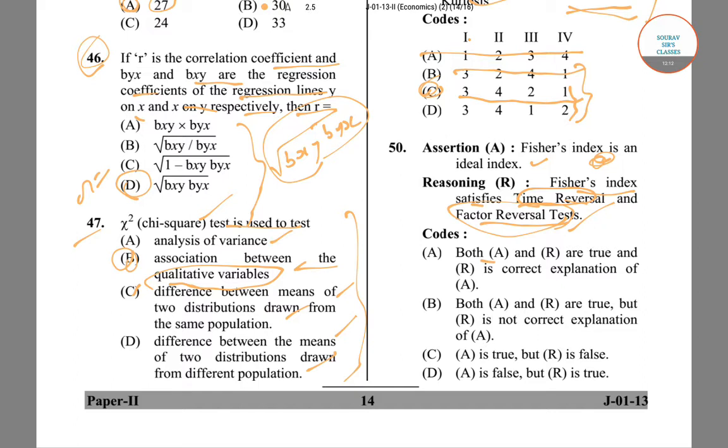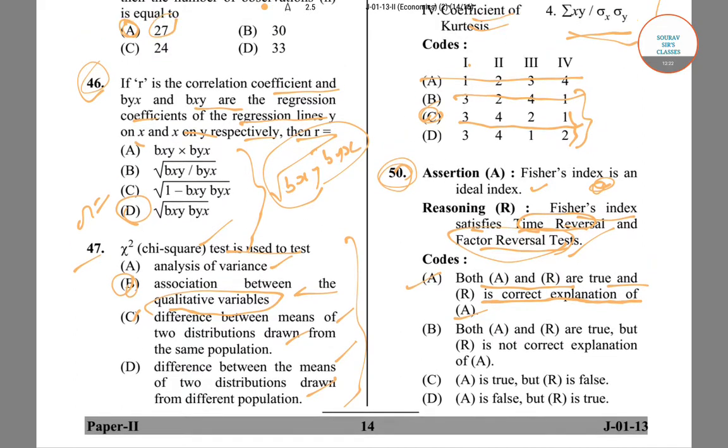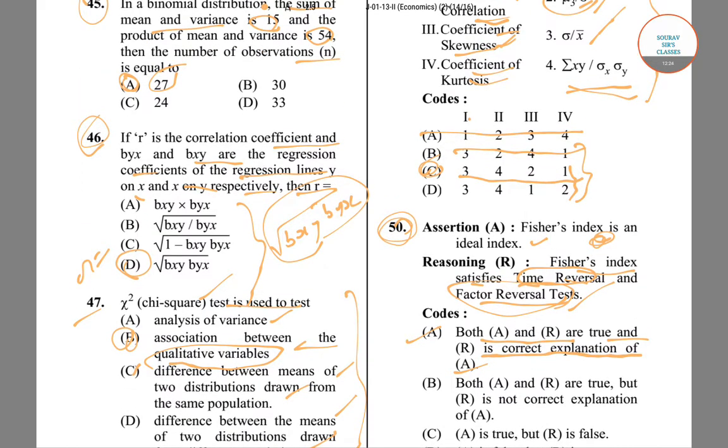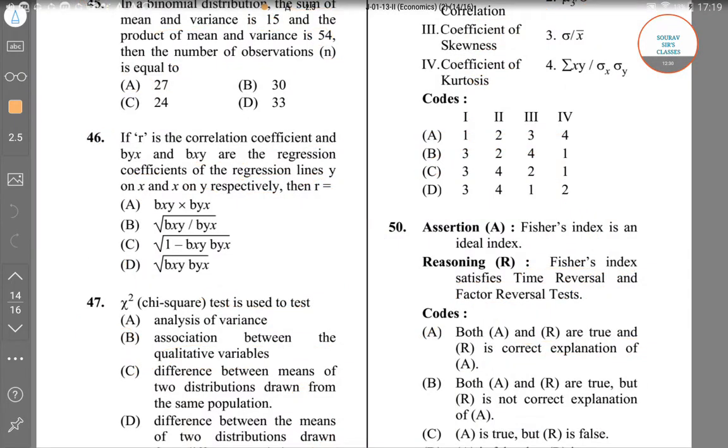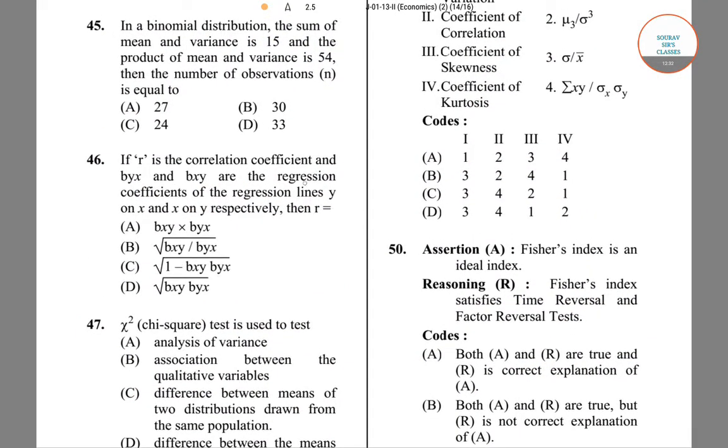So here both A and R are true, and the reasoning is also the correct explanation of A. So for question 50 this is the right answer. Today we solved a couple of questions from statistics. So I'll be giving you an opportunity so that you can see if you have got the right answer or not.